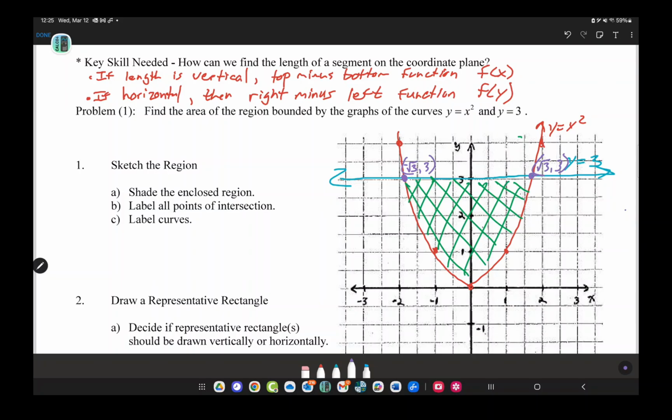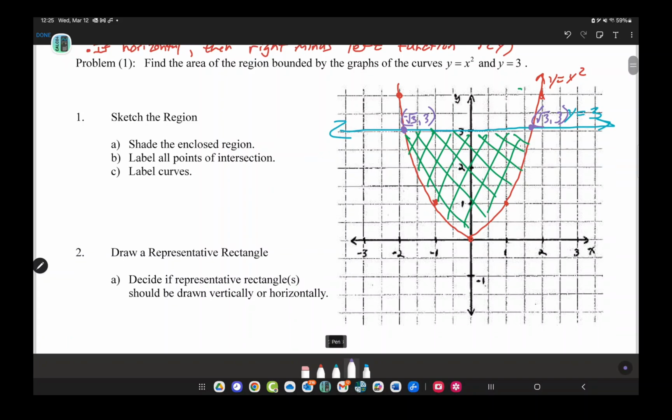All right, so shade the enclosed region, label the points of intersection, and label the curves, which we've already done. That's part 1. Part 2 is to draw a representative rectangle, and decide if the representative rectangle should be drawn vertically or horizontally. It really makes little difference, but since my function's already in terms of x, we probably want vertical lines. Okay, and here's one rectangle here.